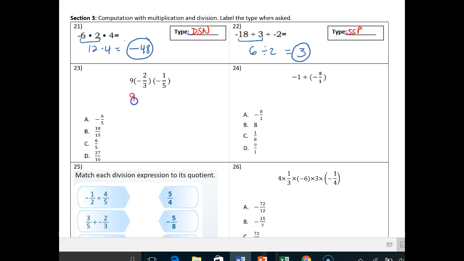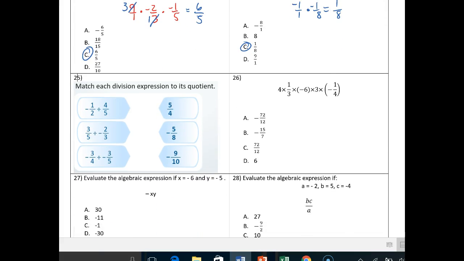All right, 23, 9 over 1 times negative 2 over 3 times negative 1/5. Yes, you should write the problem and then rewrite it just like I've rewritten it. So we can cross cancel here by dividing both by 3, and then multiply straight across. 3 times 2 is 6, 1 times 1 is 1, times 5 is 5. It's positive 6 over 5 because you have 2 negatives. Number 24 is negative 1 over 1 times, flip it, 1 over 8, negative, multiply straight across, you get 1 over 8, and it's positive 1/8 because you had 2 negatives.